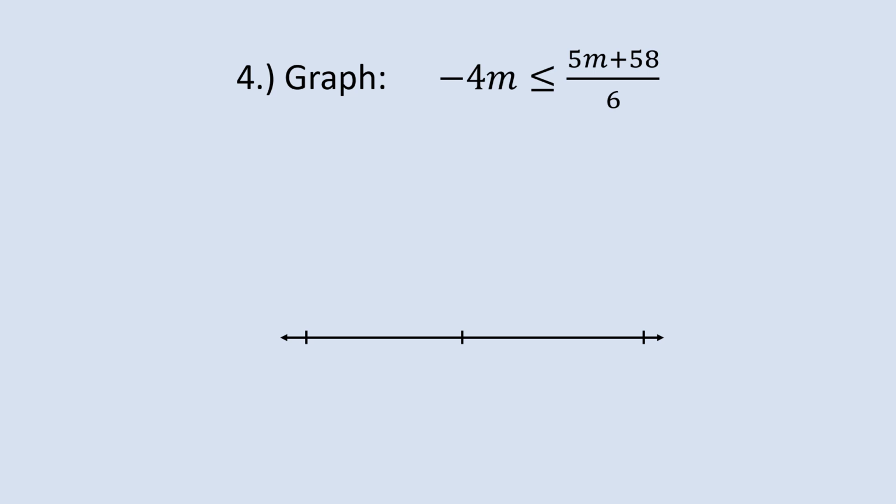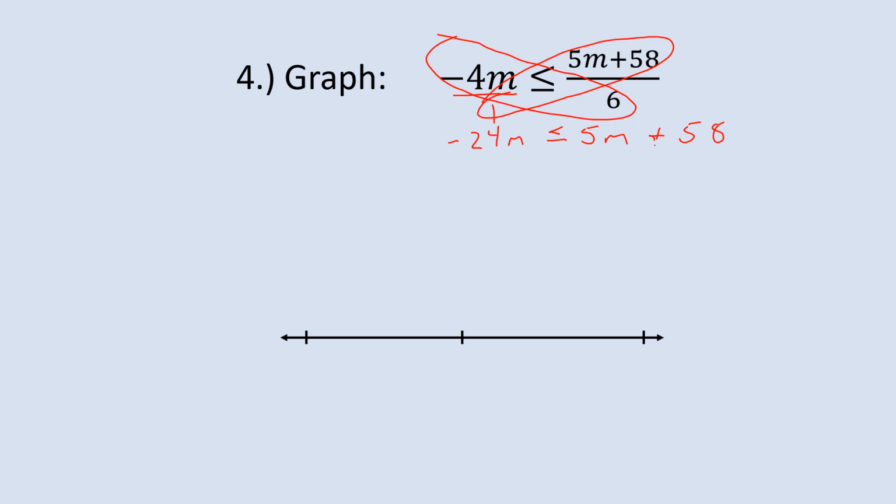All right, number 4, another fraction problem. Let's start off by putting a 1 underneath this. That's going to allow us to cross multiply. So negative 4m over 6, negative 24m, less than or equal to, these guys multiplied, 5m plus 58.